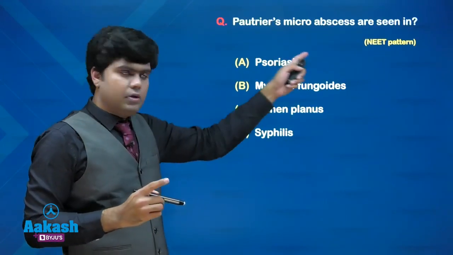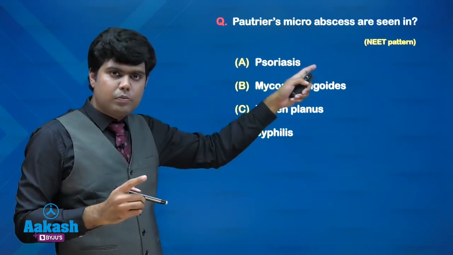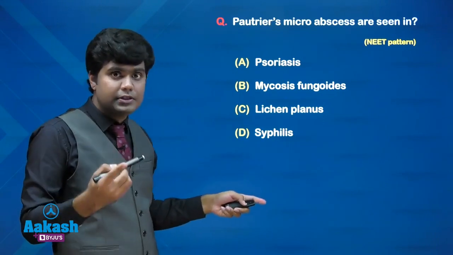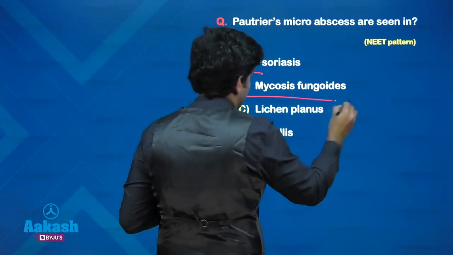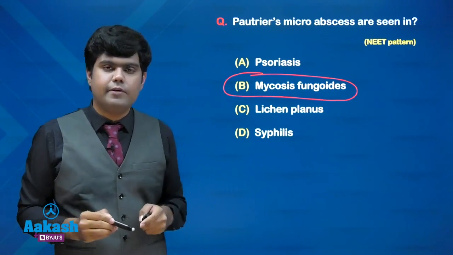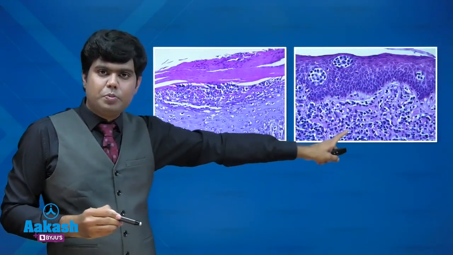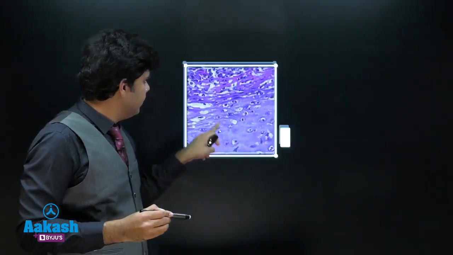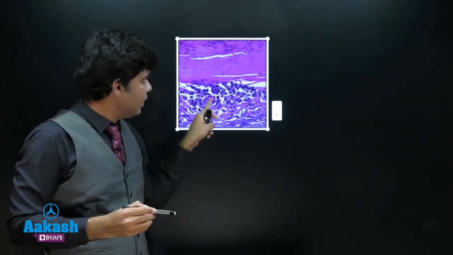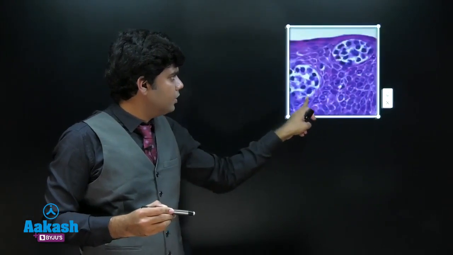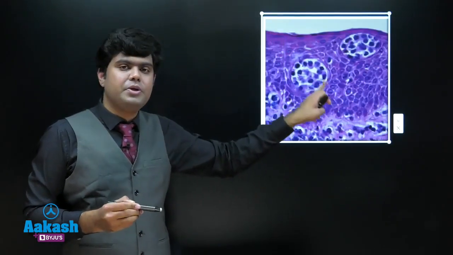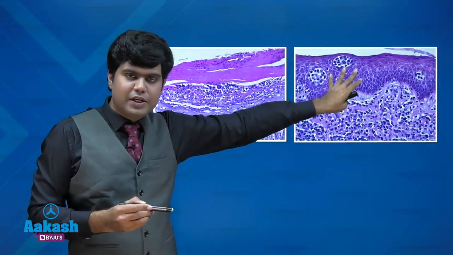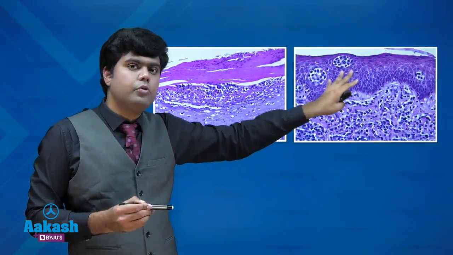So another MCQ, Pautrier's micro abscesses. Munro micro abscesses was in psoriasis. Pautrier's micro abscesses is in mycosis fungoides, which is a cutaneous T-cell lymphoma. Now compare the two pictures. Here we have a very important finding. Collection of neutrophils in the stratum corneum, and here we have collections of lymphocytes in the epidermis, abnormal larger lymphocytes. So we have collections of lymphocytes in the epidermis, which we label as epidermotropism.